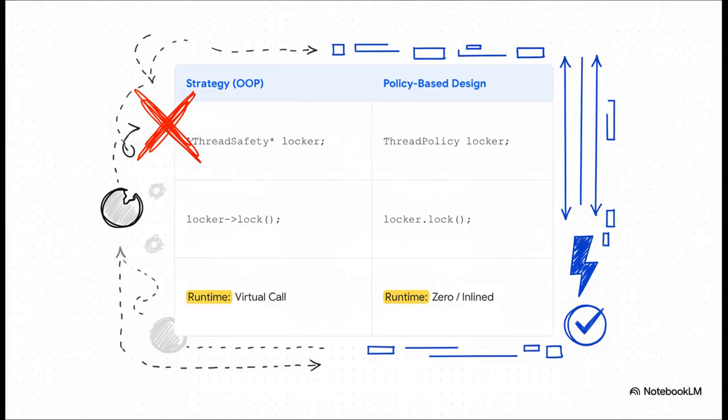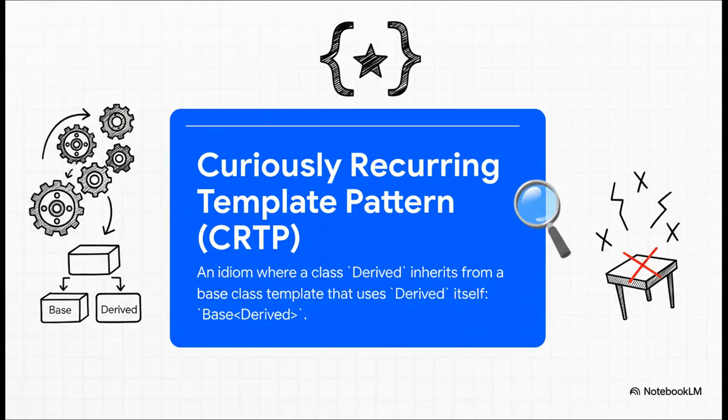This code snippet says it all, doesn't it? On the left, the old way, you need a pointer to an interface, and every call to lock is a costly virtual call. But on the right, with the policy-based version, the compiler just stamps out the code. That call to lock becomes a direct, static function call that will absolutely be inlined. The runtime cost, 0.